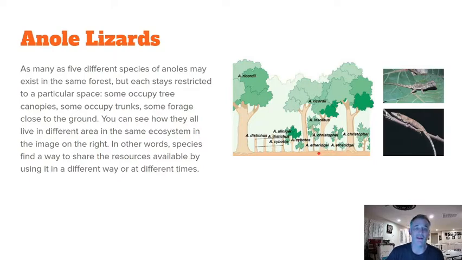So you can see how they all live in basically the same ecosystem or the same location, but they have different niches. They will spend time up in the canopy and feed off of insects that are up in the leaves, feeding off the leaves of the plants, while others might be down on the trunk or the floor, feeding off of insects that are in those areas. So they're able to share the available resources by dividing up or compartmentalizing their niches within that same ecosystem.